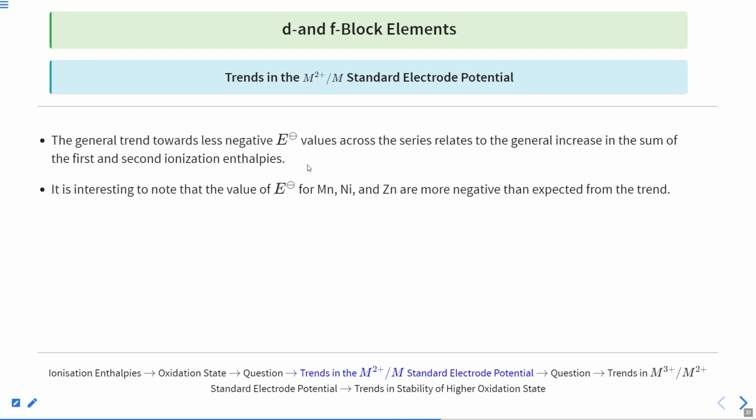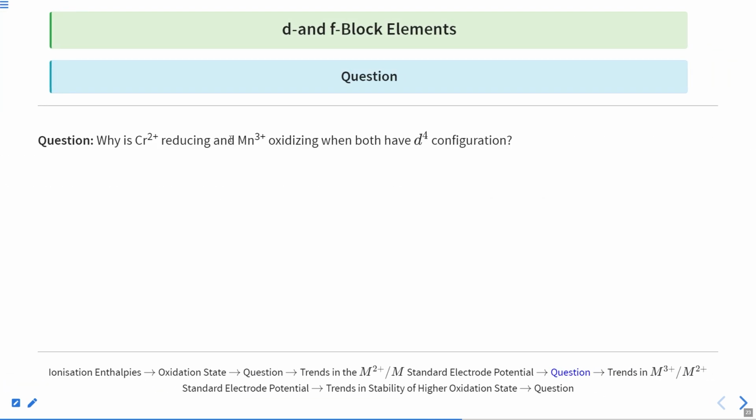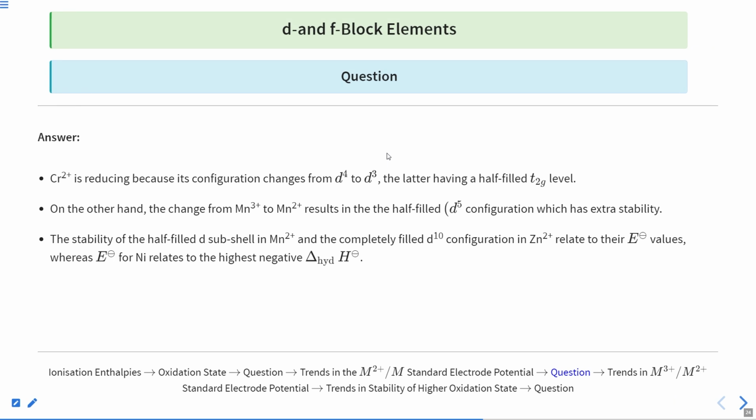Now, the general trend towards less negative E0 values across the series relates to the general increase in the sum of the first and second ionization enthalpies. It is interesting to note that the values of E0 for Mn, Ni and Zn are more negative than expected from the trend. Now, why is Cr2+ reducing and Mn3+ oxidizing when both have d4 configuration? It is due to the splitting of d orbitals, right?